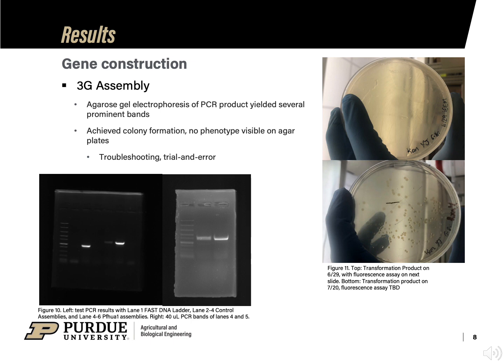As you can see, the top plate did not yield any colonies, and the bottom plate did yield colonies, but there wasn't the phenotype visible on the agar plates. These colonies were supposed to produce M. scarlet, in which case they would have been red and visibly red to the naked eye on these plates.